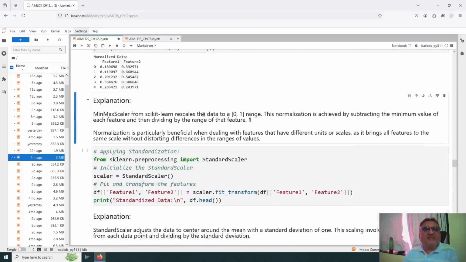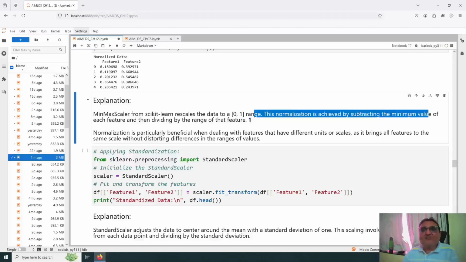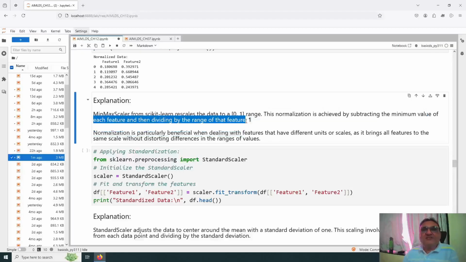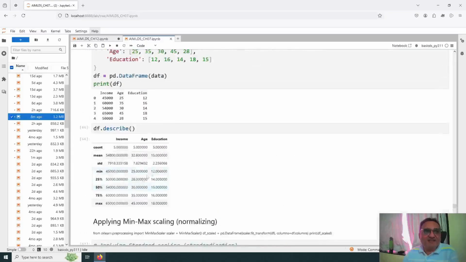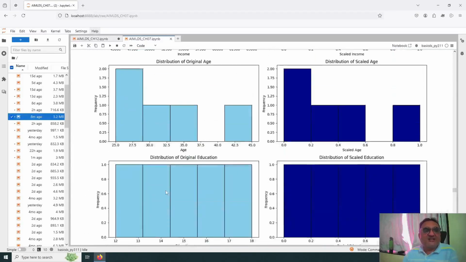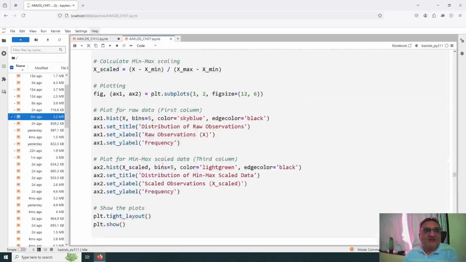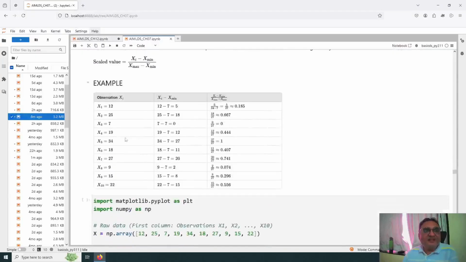So MinMaxScaler rescales the data to the 0 to 1 range, and this normalization is achieved by subtracting the minimum value of each feature and dividing by the range of that feature. Now that explanation I had provided here in that 7th chapter. We started from scratch. We did not use sklearn or any library. We started from scratch. So each observation, these are the observations, we subtracted the mean value from that observation. Then I got xi minus x minimum, that is each observation minus the minimum of all observations.